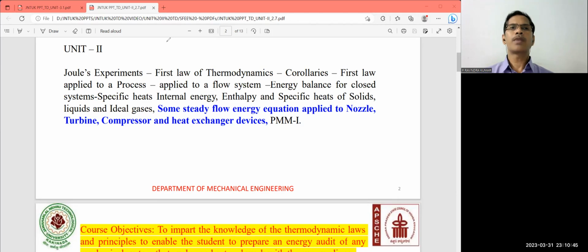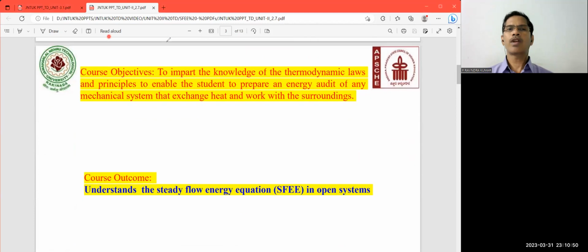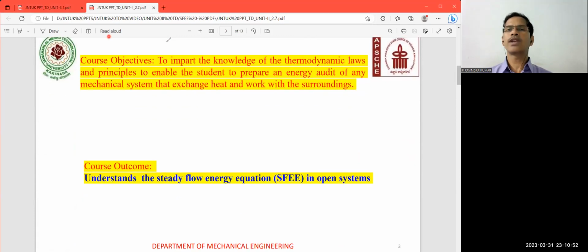After studying this particular topic, the student can understand the steady flow energy equation, and he will be able to apply this steady flow energy equation to deduce the various relations for real mechanical systems.